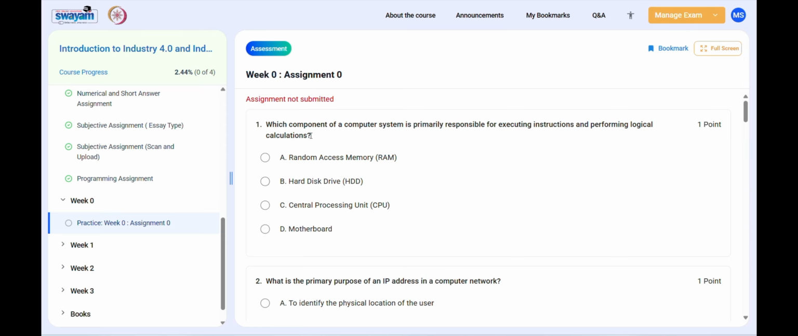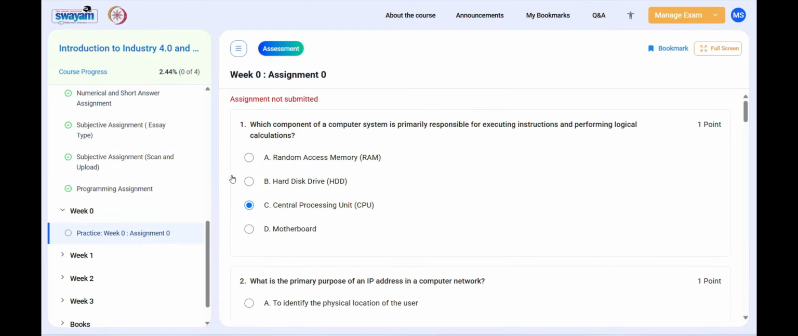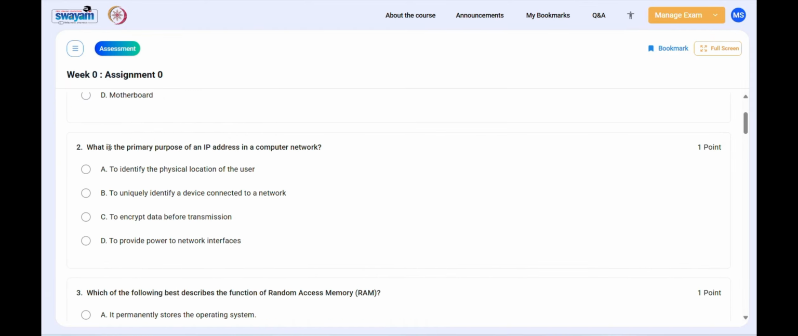So the first question is, which component of a computer system is primarily responsible for executing instructions and performing logical calculations? The solution is CPU, Central Processing Unit. Then the second question: what is the primary purpose of an IP address in a computer network? The primary purpose is to uniquely identify a device connected to a network.